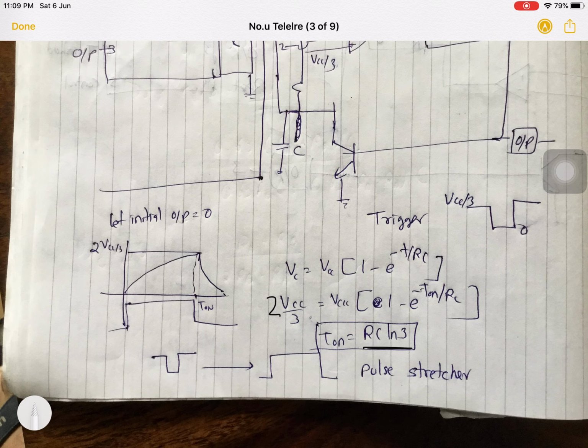Now in the next class, I'll start with the astable multivibrator and bistable multivibrator. So in this class we have seen the 555 timer and the application of the 555 timer as a monostable multivibrator. Okay, thank you.